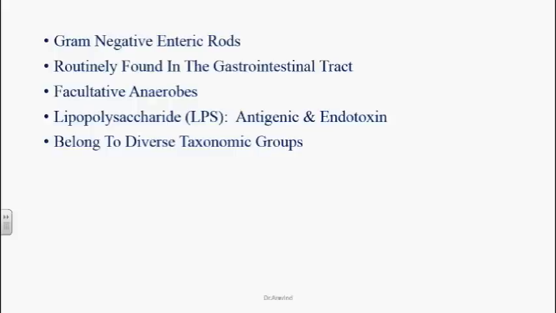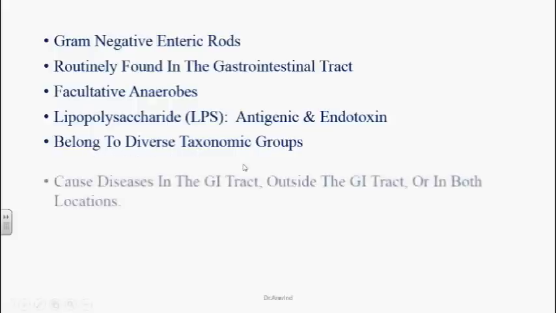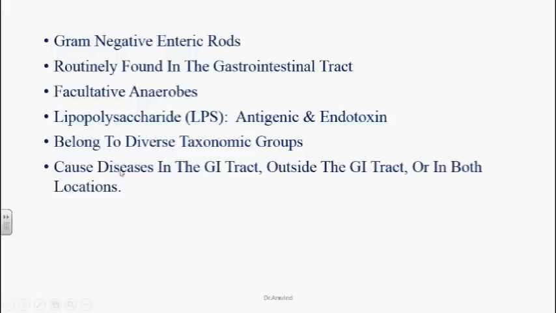In this Enterobacteriaceae group, organisms belong to diverse taxonomic groups, and this group of organisms causes disease in the GI tract. Some of these organisms, even though they are present in the GI tract, can cause infections outside the GI tract, extraintestinal infections, while some can cause infection in the GI tract as well as in extraintestinal areas. These organisms are oxidase negative and non-spore forming.